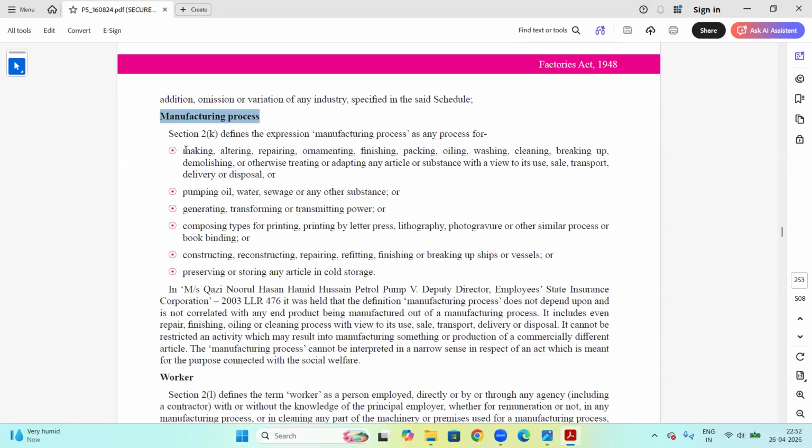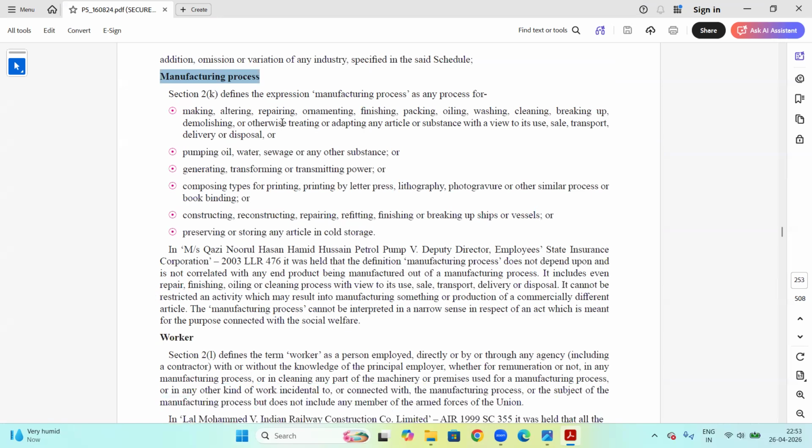What is a manufacturing process? This is quite repeatedly asked. What is a manufacturing process? So students can have a fair idea of the definition.